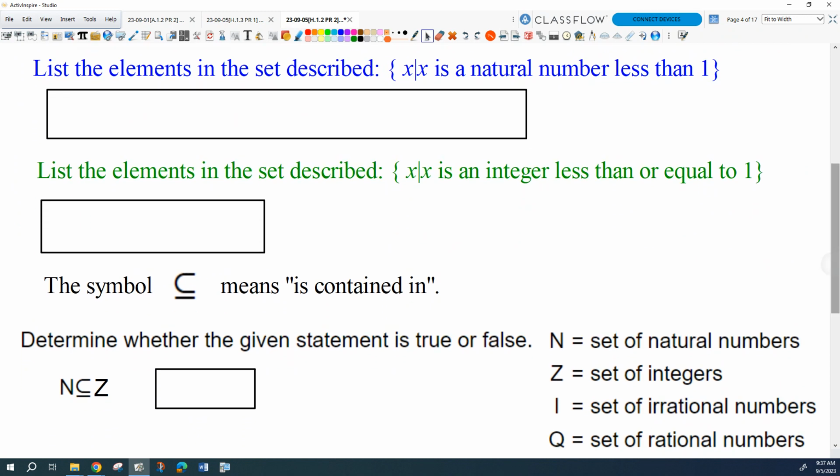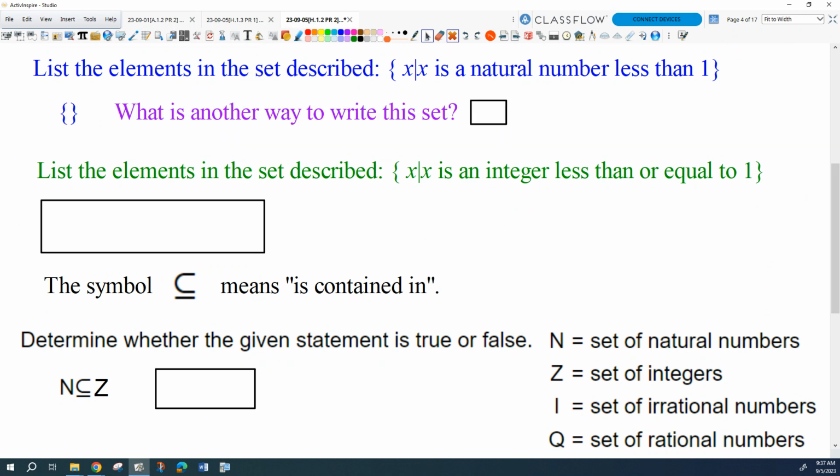So how about the blue set? List the elements in the set described. The set of all x such that x is a natural number less than 1. You tell me about that. Empty set, yeah. There aren't any, are there? Okay, good. So that's the empty set. What's another way of writing that? Good. Circle with a slash.